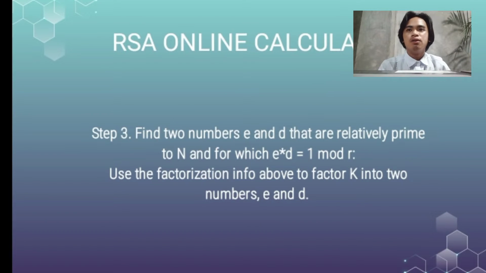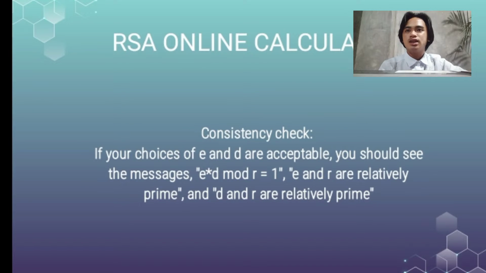Step 3. Find two numbers E and D that are relatively prime to N and for which E times D equals 1 mod R. Use the factorization info above to factor k into two numbers E and D. Consistency check. If your choices of E and D are acceptable, you should see the messages: E times D mod R equals 1. E and R are relatively prime and D and R are relatively prime.